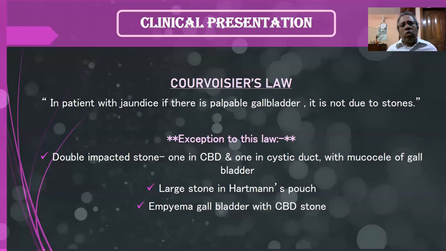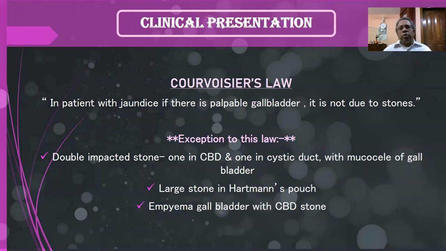There is one law invariably asked in the exam or in the OSPE, Courvoisier's law. The law is, in a patient with jaundice, if there is a palpable gallbladder, it is not due to stones. Whenever a jaundiced patient has a palpable gallbladder, we always think that the patient may have carcinoma of the pancreas, an obstruction other than stones. There is a gradual obstruction there, so gradual distension of the gallbladder, accumulation of bile, and a distended, painless palpable gallbladder, which is most likely diagnosed as carcinoma of the pancreas.